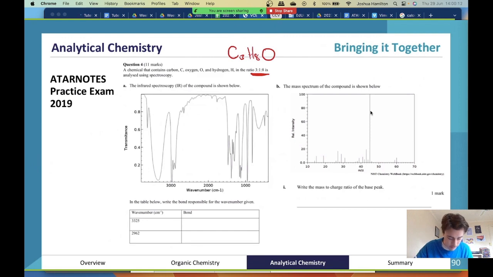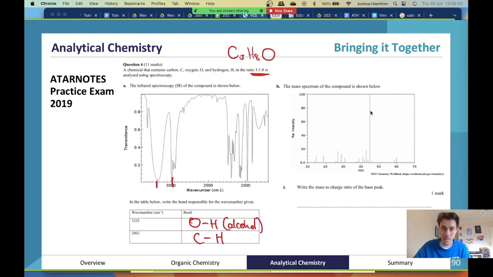So looking at this, what have we got? First of all, A, the infrared spectrum is shown below. In the table, write the bond responsible for the given wavelength. So the one at 3,325, that big smooth bond, what do we think? It's going to be an OH (alcohol). Really important you put the alcohol in brackets because you don't want to write OH and assume it's a carboxylic acid. Now, what is the bond at 2,962? Well, this is going to be CH.